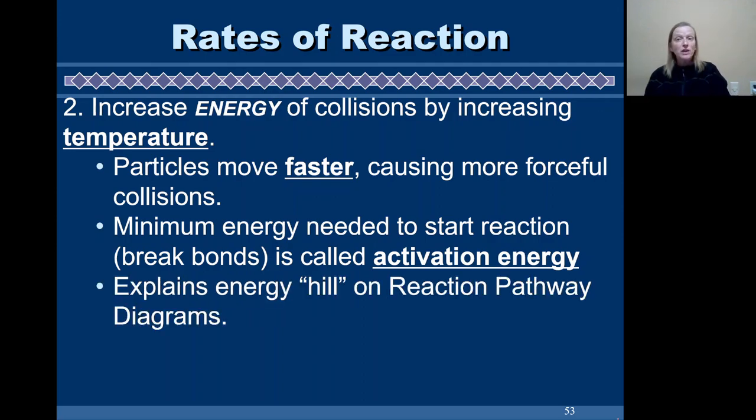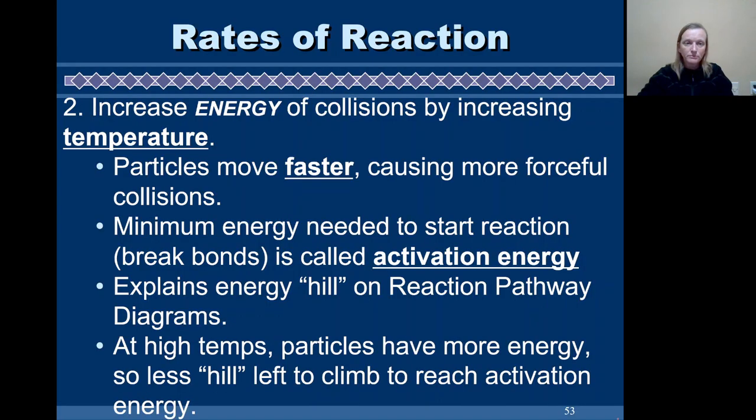This activation energy explains that hill on those reaction pathway diagrams that we reviewed when we were learning about combustion reactions and bond energy calculations, but also learned about in chapter 1. At high temperatures, particles are going to have more energy and therefore less hill left to climb in order to achieve that activation energy.